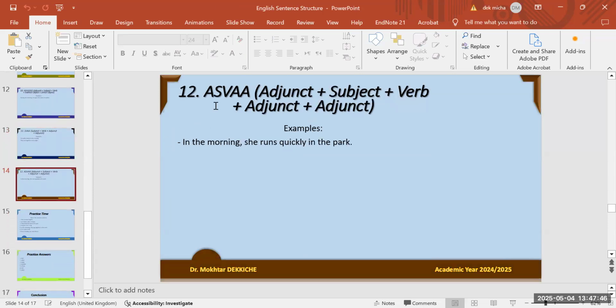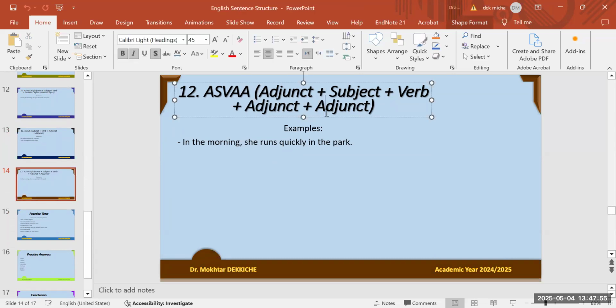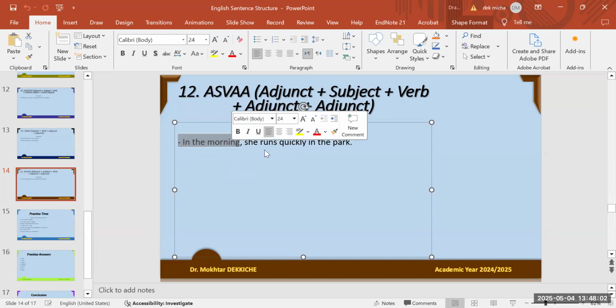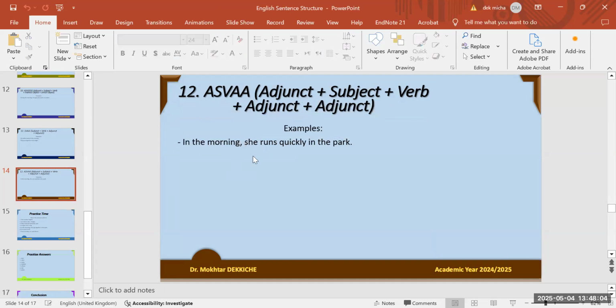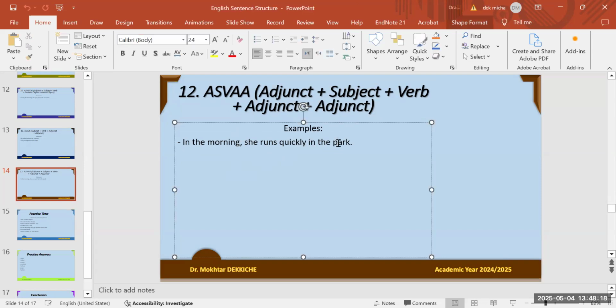We have here adjunct, subject, verb, adjunct, and adjunct. We see that we have three adjuncts. The first one is at the beginning, and the last two are at the tail of the sentence. In the morning, this is the first adjunct. She, subject, runs, verb, quickly, first adjunct, and in the park, second adjunct.